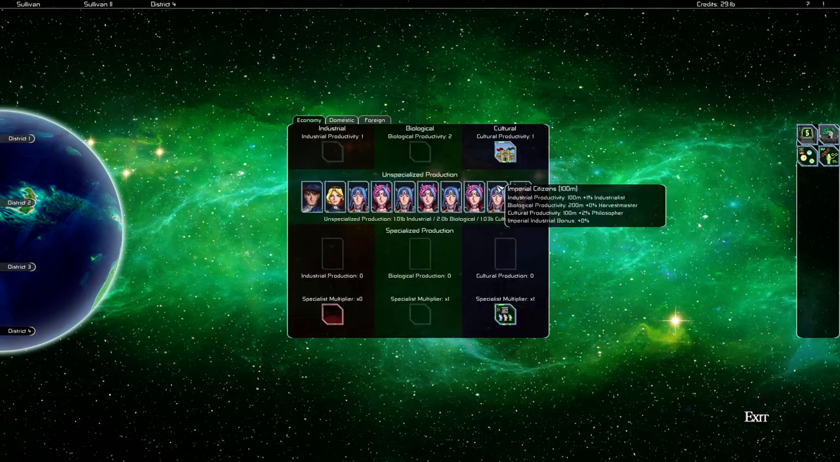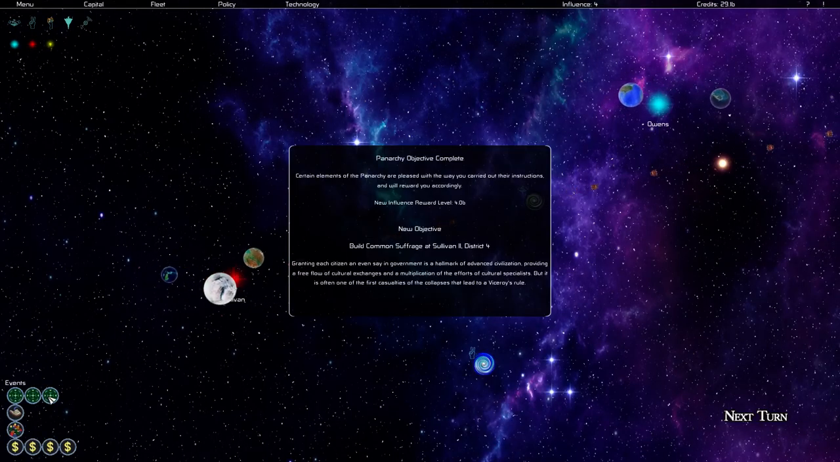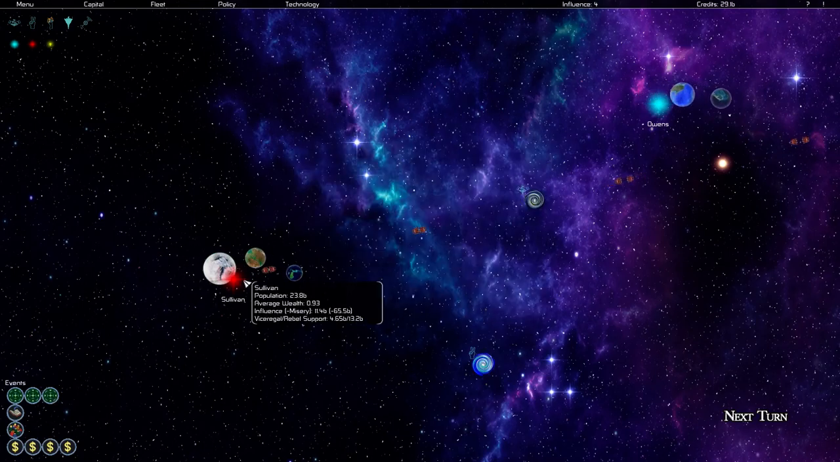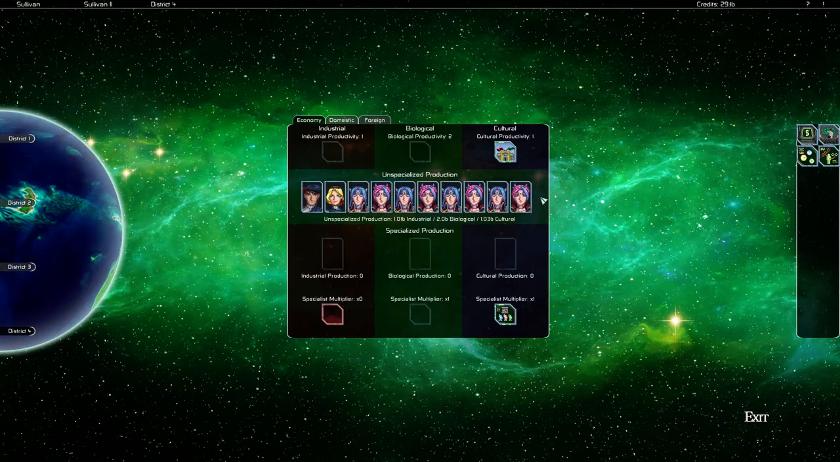Cool. Just put a colonial office there. Didn't need to, but that's fun. All right. That's sweet. And then, oh, that's very nice. New influence award. Very nice. 4 billion. Build common suffrage at Sullivan 2, District 4. Didn't I just do that? I think I did. Yeah, I did that already.